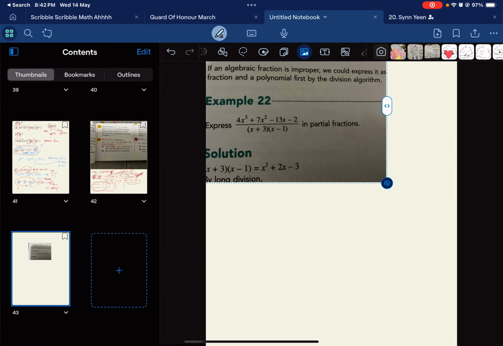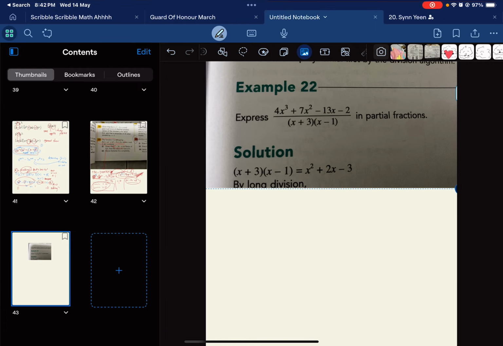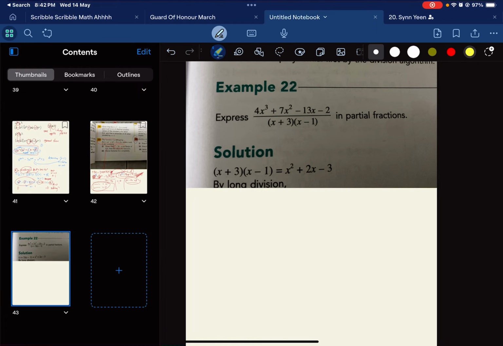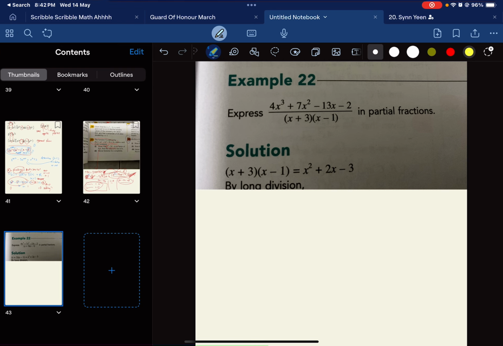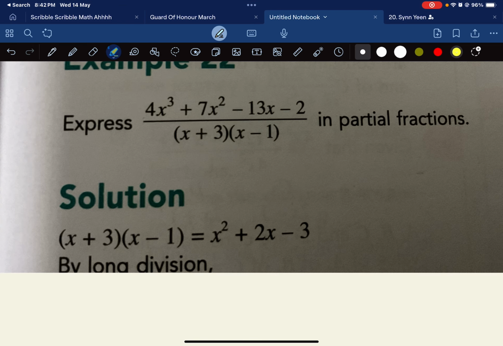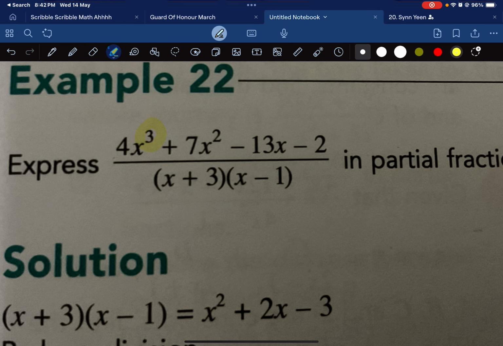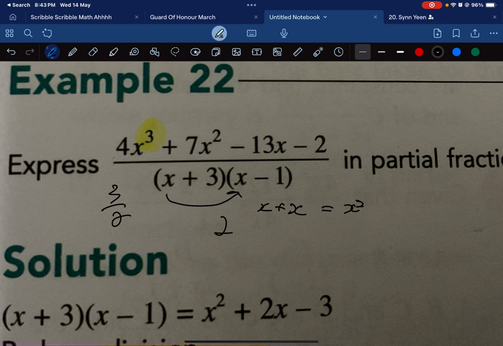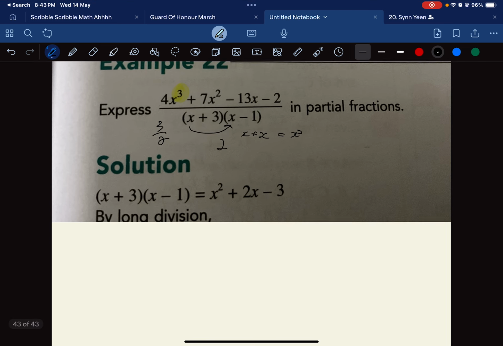So for this question, let's see proper and improper. This one the highest power is 3. This one the highest power is actually 2, because x times x equals x squared, so the power is actually 2. So it's 3 over 2, which is improper. So let's write it out.